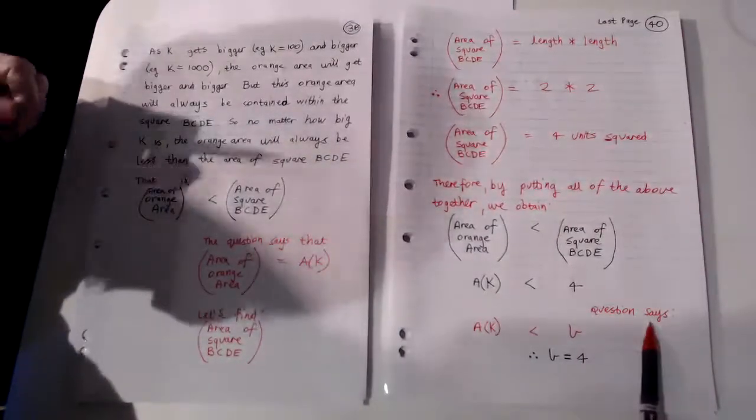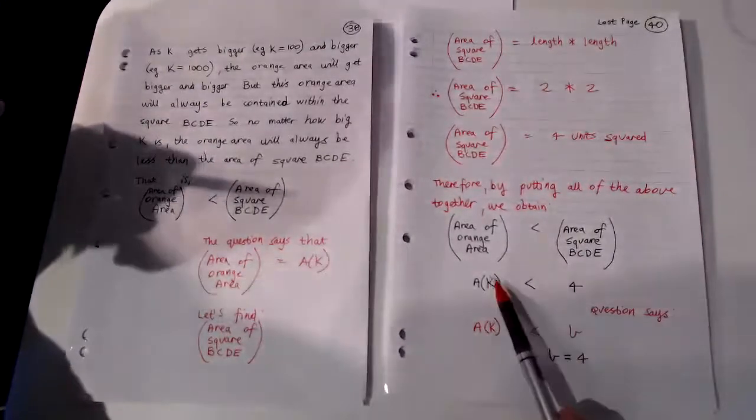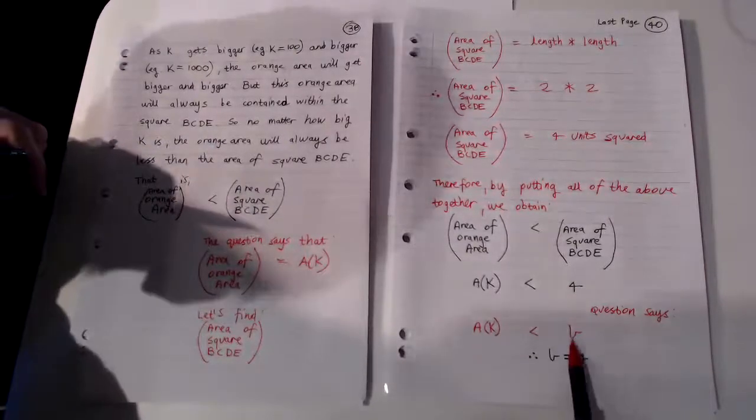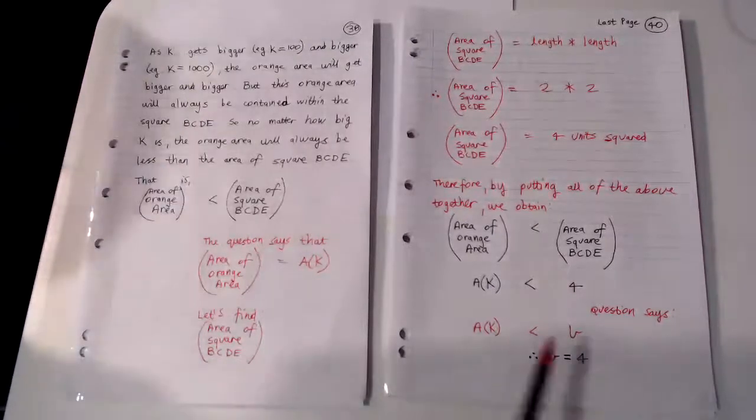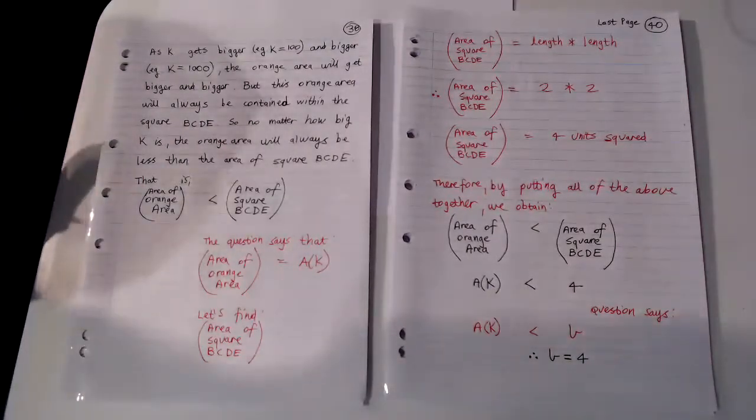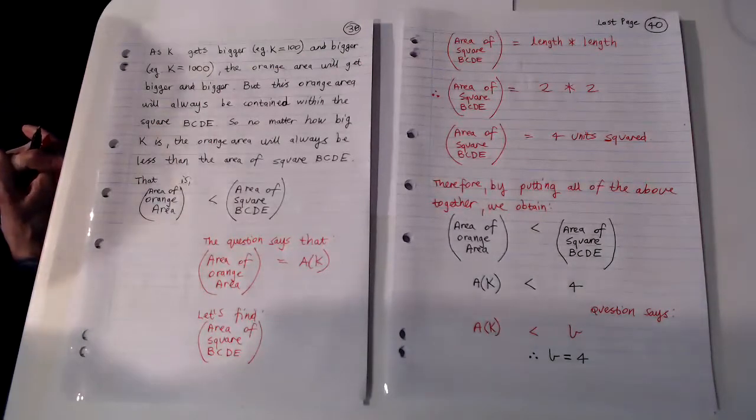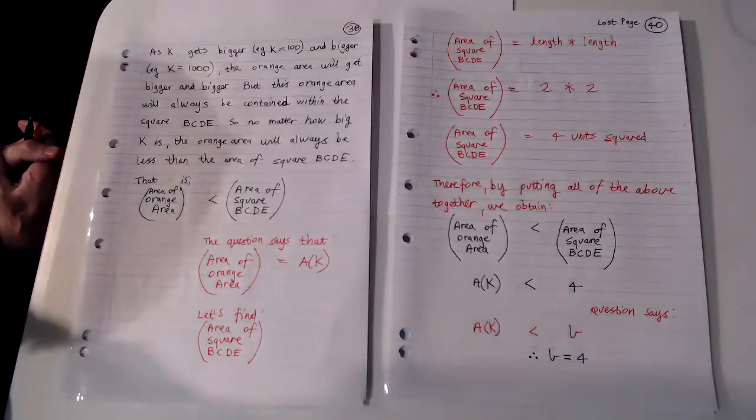And the question says quite clearly that AK is less than B. They match up perfectly. So therefore, B must be 4. So therefore, B equals 4. And as a result, we have fully answered the question, and we have fully answered the whole of the extended response question 4.